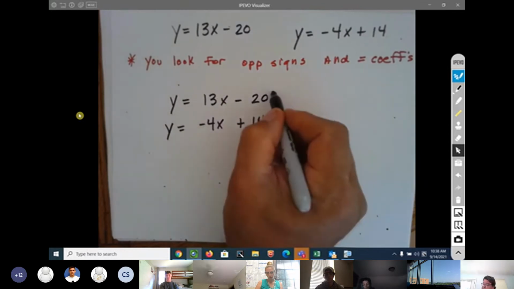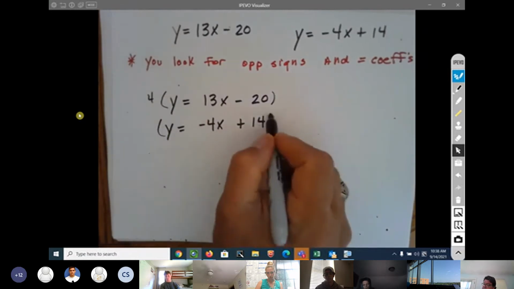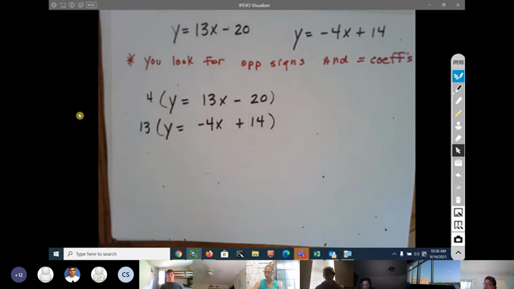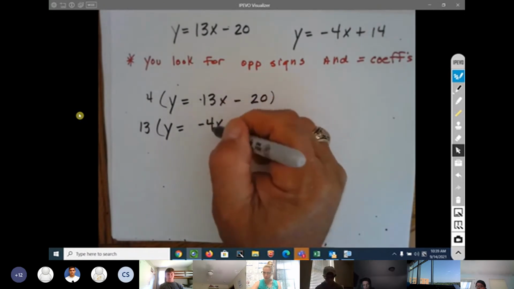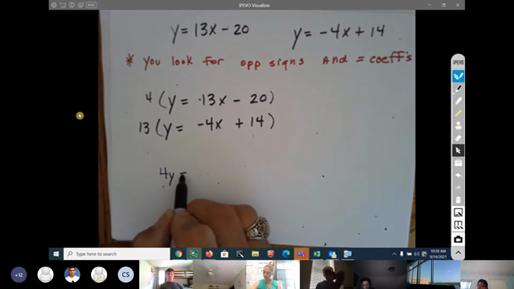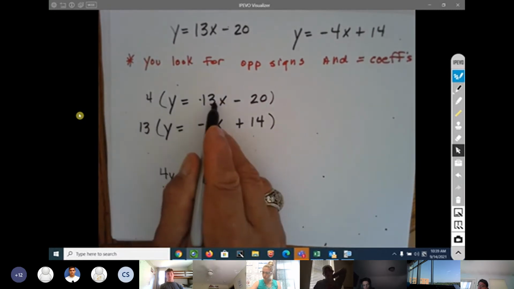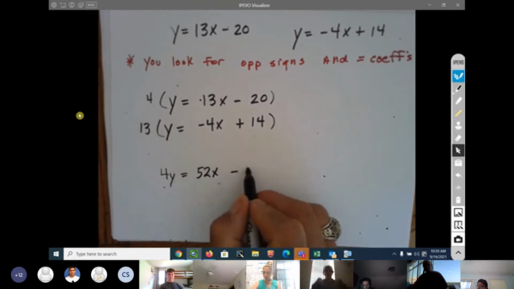So I've got to multiply the top by 4 and the bottom by 13. And that way, this negative will take out this positive because they're the same number. So that gives me 4y is equal to 52x minus 80.